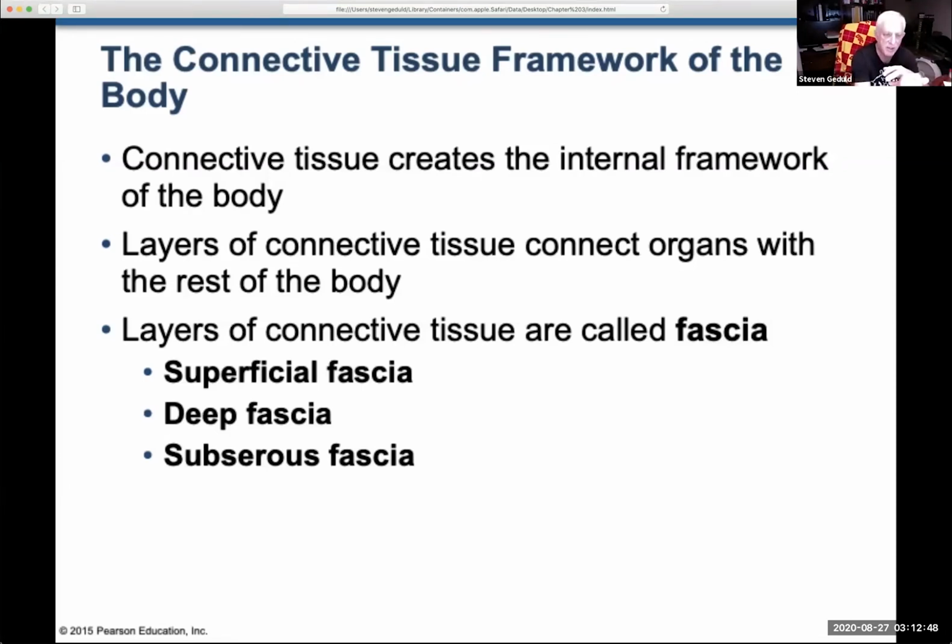If you had to take a guess, superficial fascia would be located where? Near the superficial part of your body, right? Okay, the deep one would be below that, subserous would be below that.